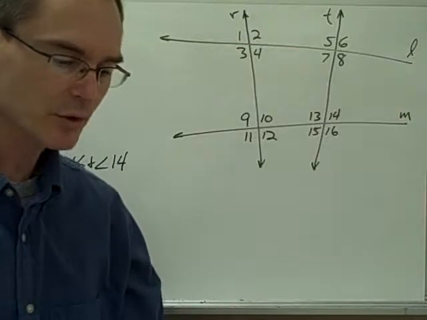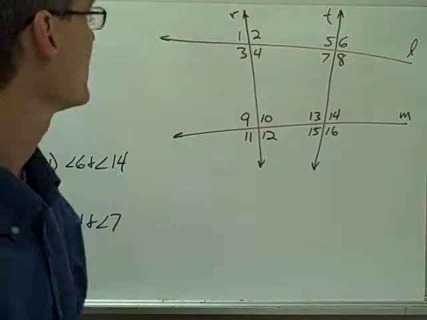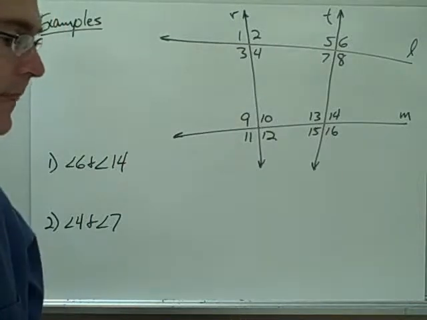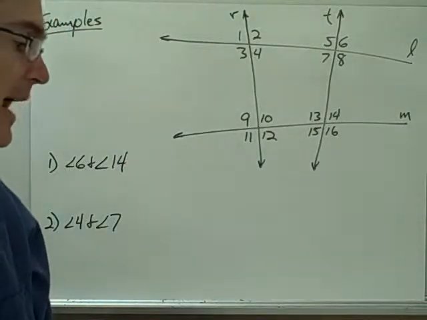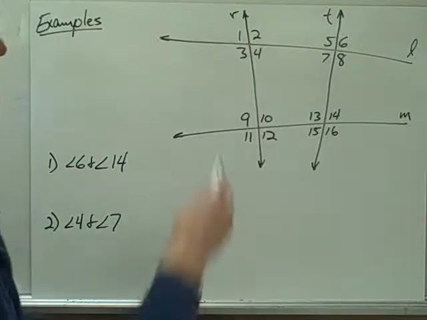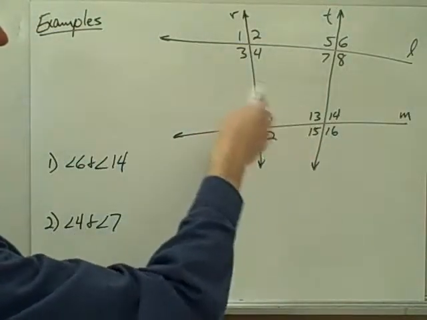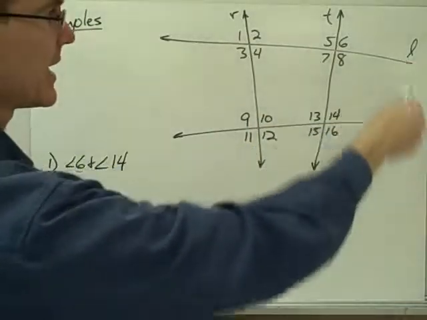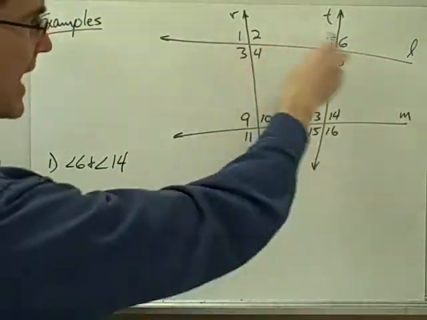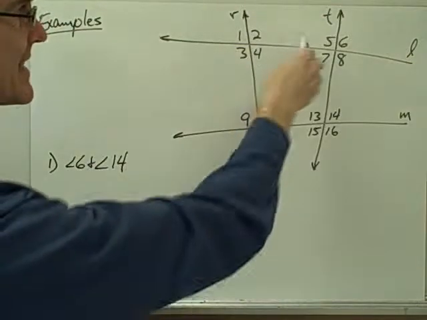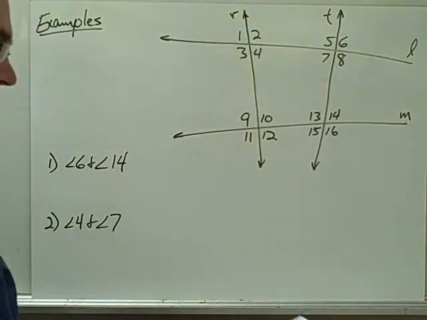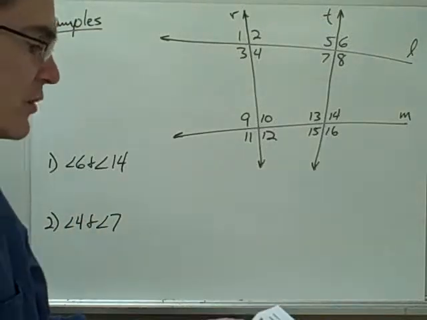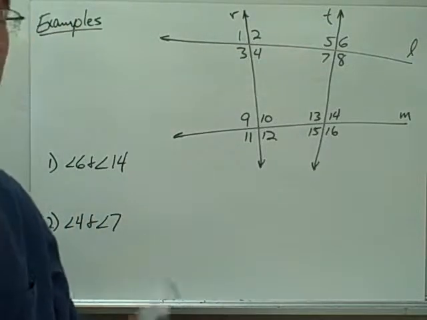Okay, last thing we're going to do is take a look at some examples. And in these examples, it says, name each angle pair and the transversal used. So here I've got a slightly more complicated diagram. I've got 4 lines. Here's line L and M, and here's lines R and T, and I've got a total of 16 angles. For each pair of angles, I start out with angle 6 and angle 14, I ask you to give the angle pair name and the transversal.